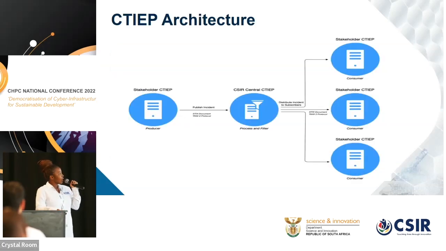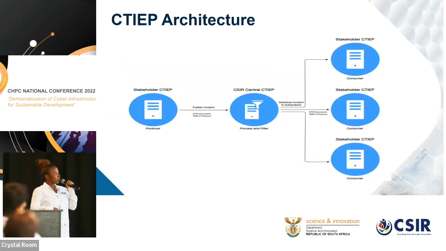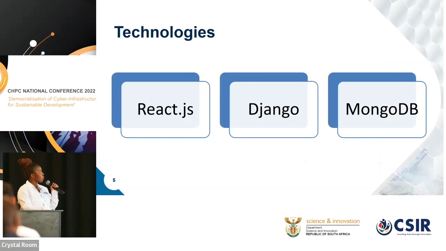This is a visual representation of the CTIP architecture. For example, you will have a stakeholder that encountered a threat. Then they will publish the threat to the central CTIP, where the threat is processed and filtered. Then it will be distributed to different stakeholders. The distribution also depends on the traffic light protocol that they selected to share with different stakeholders.